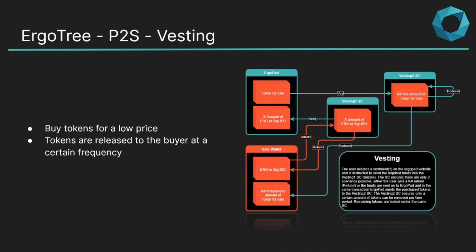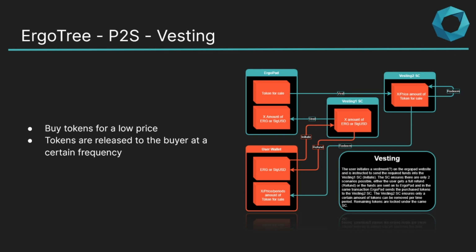So that is a simple use case, but how do we make our own ErgoTree and make sure that we get the functionality we want other than simple transactions between users? And we, of course, also want to make sure that the security of the funds is ensured. To look at an example, we can look at the vesting contract we have made at ErgoPad.